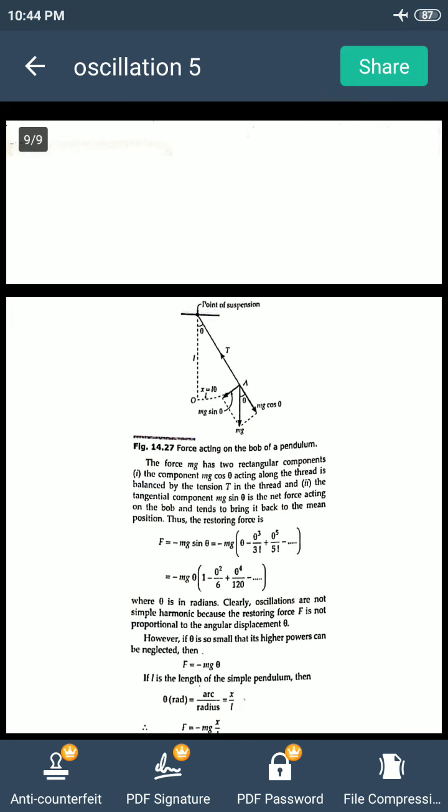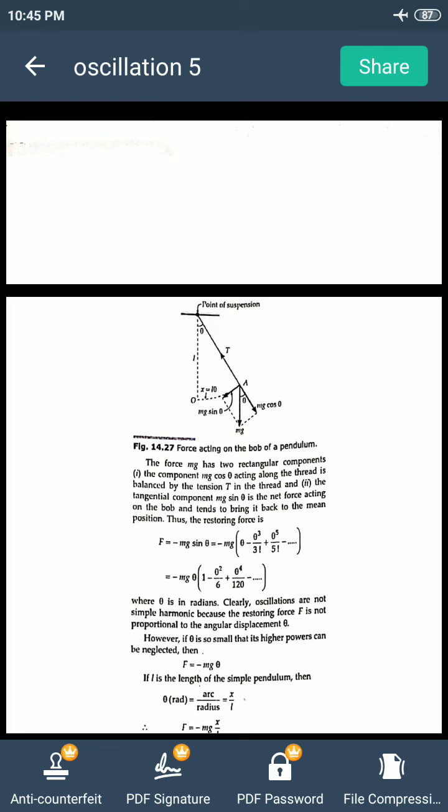So the restoring force on this bob can be written as F equals minus mg sin theta, because mg cos theta and T are balanced together and cancel. No effect is there. So only mg sin theta is the force acting on the bob at position A. So F equals minus mg sin theta. Due to this force, the bob again returns to its equilibrium position.